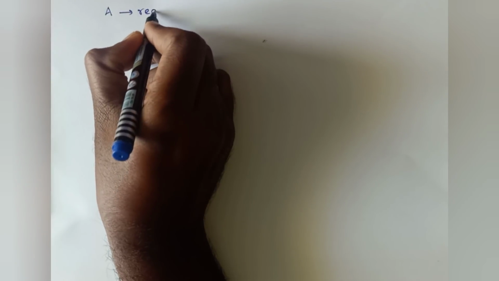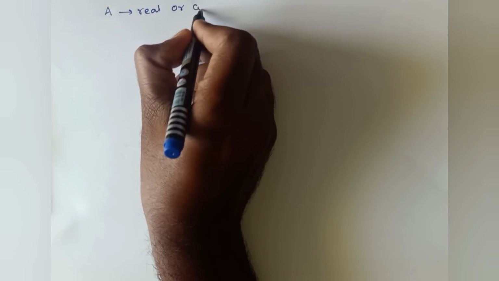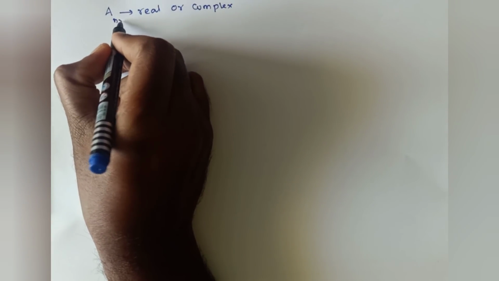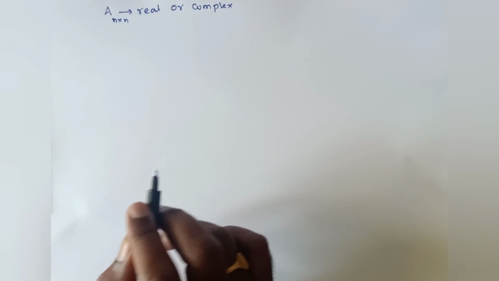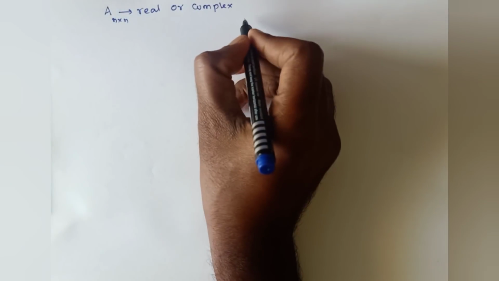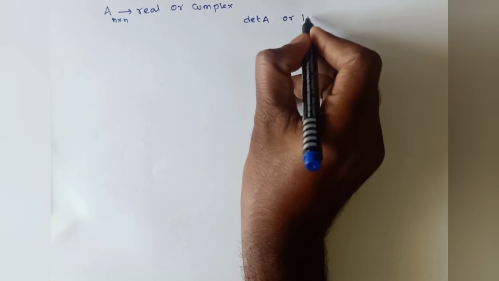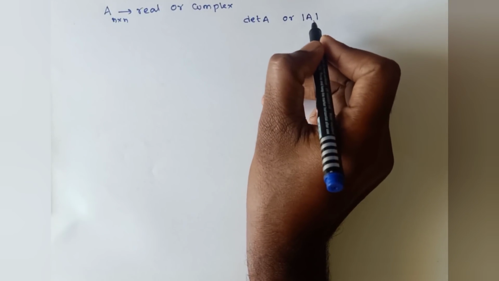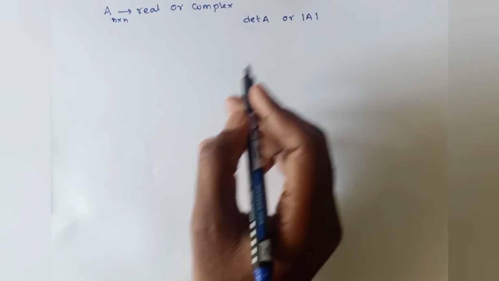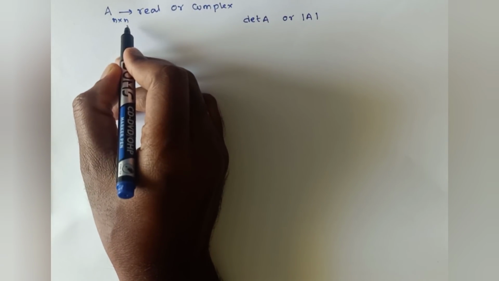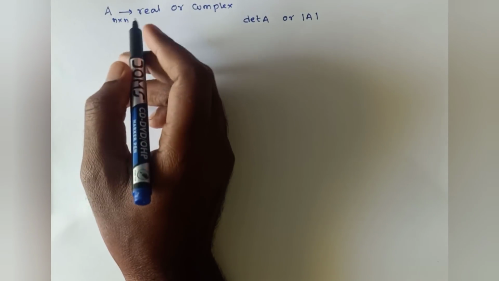With each square matrix A with real or complex entries, where A is a square matrix of order n by n, we associate a number which is denoted by det A, or determinant of A. Here we have a doubt. A is a square matrix of order n by n. If it is a square matrix, 1 by 1 is also a square matrix.